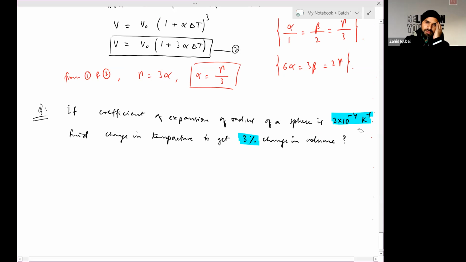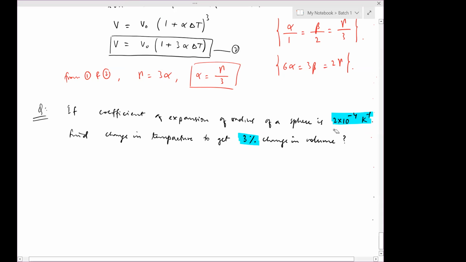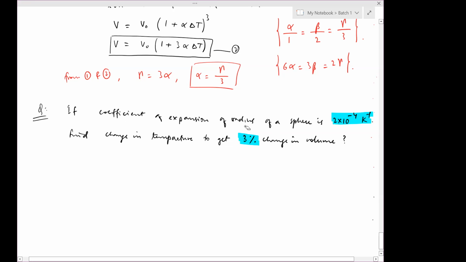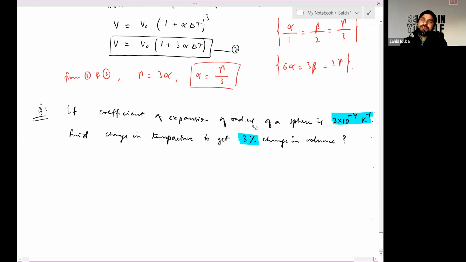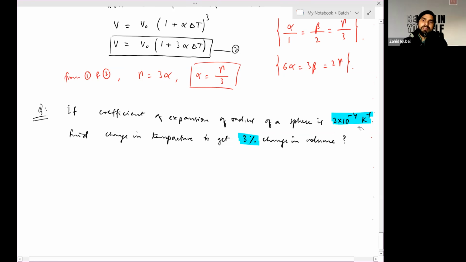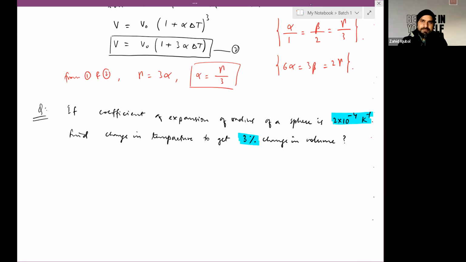Hiba, just tell me, what is this? Alpha, beta, or gamma? Sir, gamma. Just read this statement. If coefficient of expansion of radius. And radius will be 1-dimensional, 2-dimensional, or 3-dimensional? Sir, 1. So it will be alpha. Good. So alpha is given.